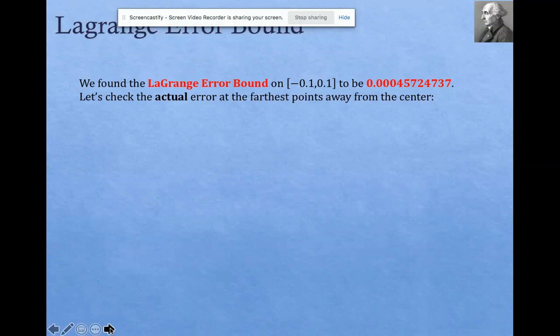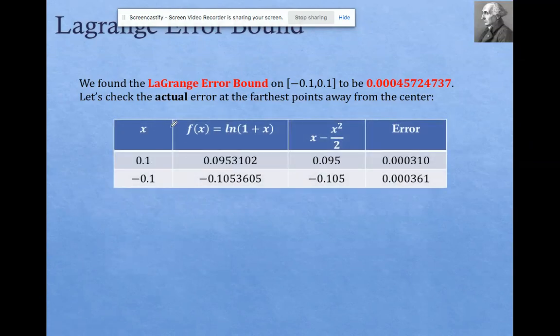Now, let's look at the actual error. I was equidistant from my positive 0.1 and my negative 0.1, so I plugged both of those into the function, and into the parabola, subtracted them, and look at my error. Both of those actual errors were less than my Lagrange error bound.